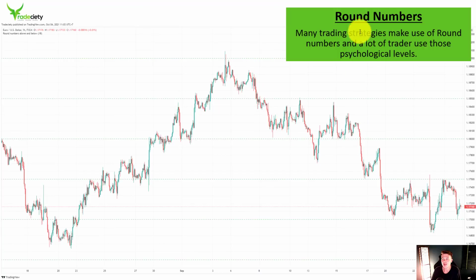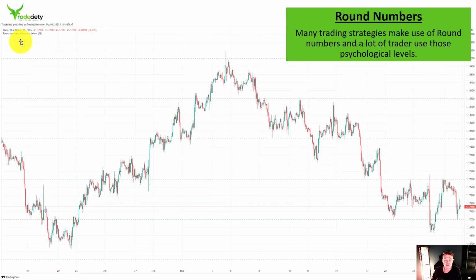So tip number 3 is concerning round numbers, and round numbers are just so important psychological levels. There have been some studies, even from broker data, and it really shows that a lot of traders use round numbers in their trading. Very often even the financial media is referring to round numbers, and many traders use them for their targets, for stop loss placements.